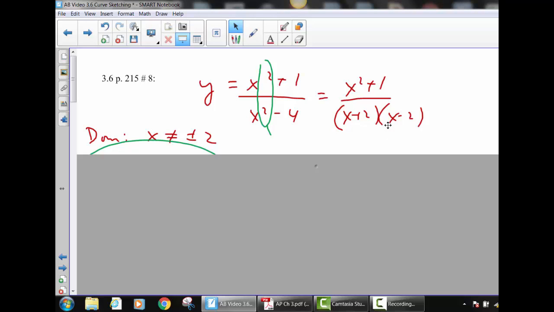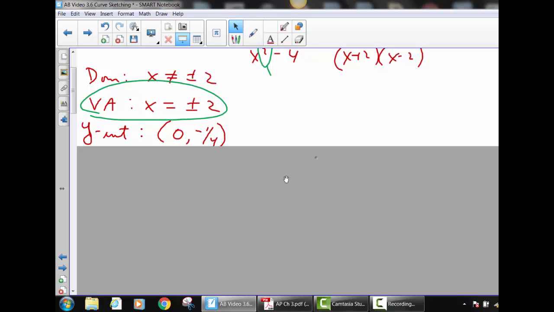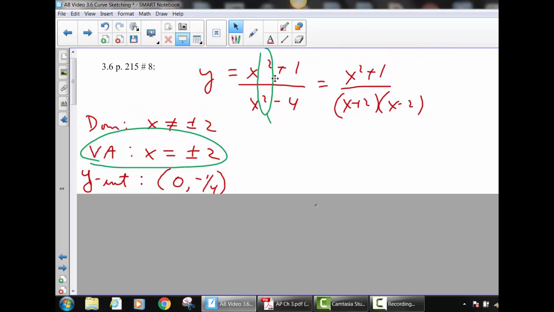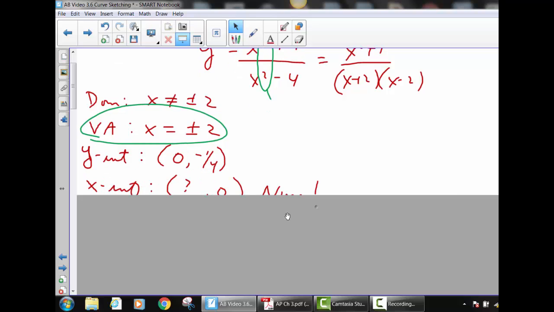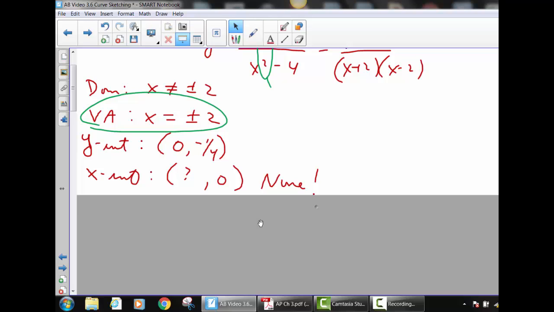Of course, here, domain: x can't equal plus or minus 2. Vertical asymptotes are x equals plus or minus 2. Y-intercept, I think it's easier to plug it in here. If you replace the x's by 0, you'll get negative a quarter. X-intercept: when will this fraction equal 0, right? Because y equals 0 for an x-intercept. Well, that's never going to happen, so there are none.